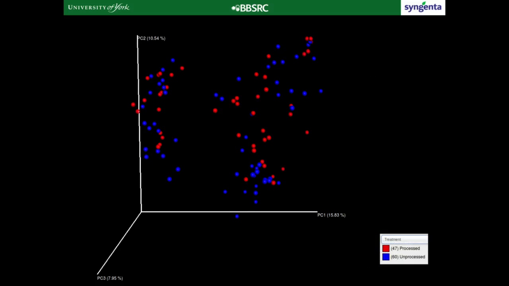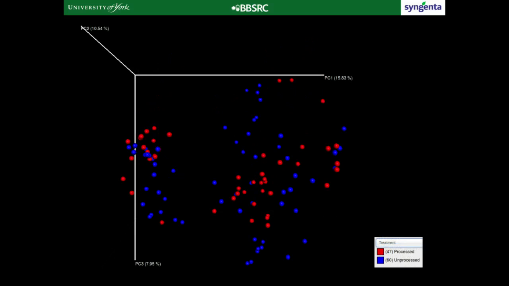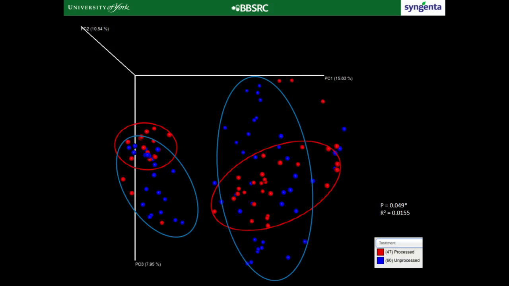If I recolour the dots now to be the treatment, with the processed soils coloured red and the unprocessed soils coloured blue, and simply rotate it around, we can start to see some clustering again. It feels prudent to point out these ellipses do not have any confidence intervals attached. They're simply visual aids for the purposes of this presentation. A PERMANOVA revealed, yes, treatment is having an effect here.